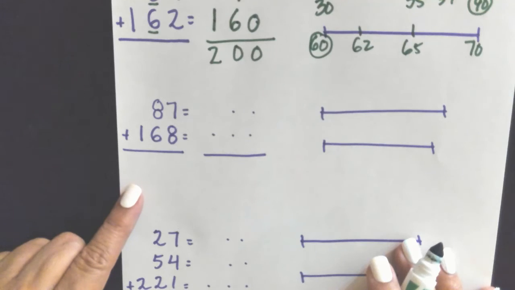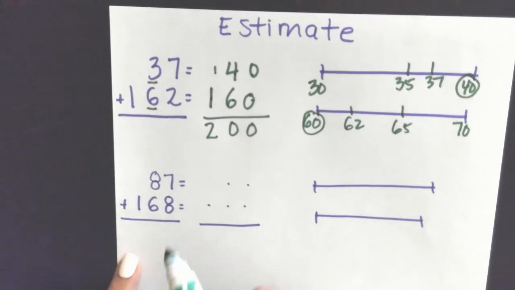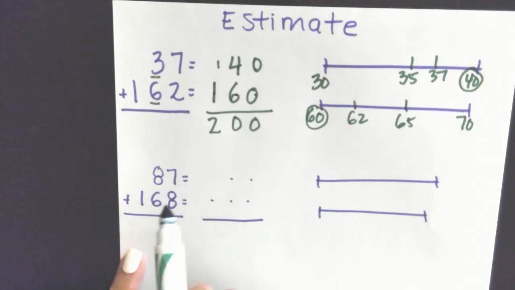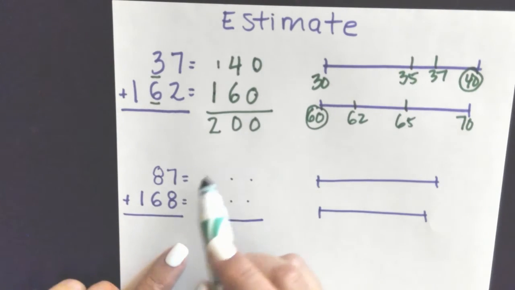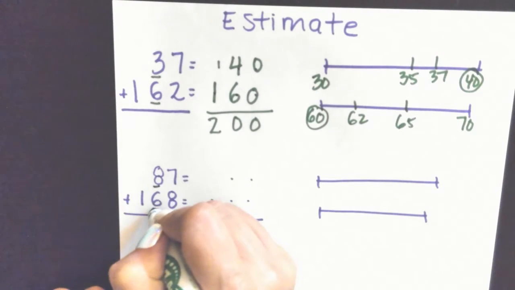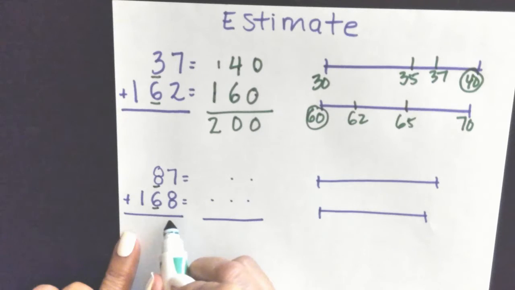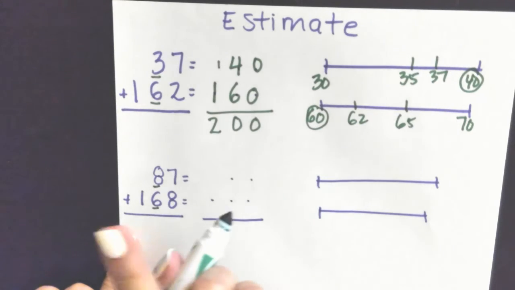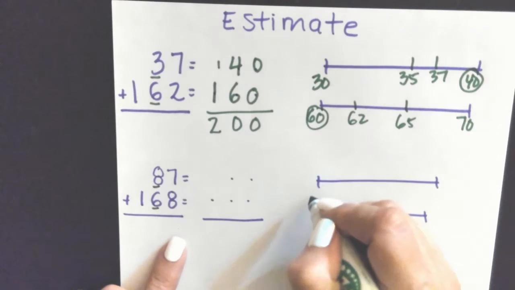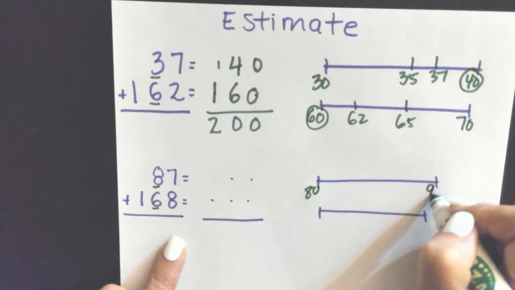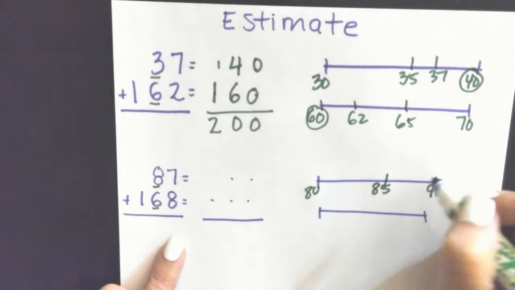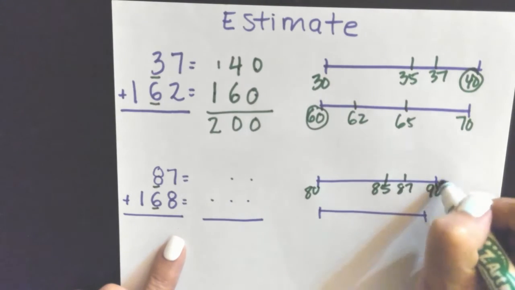87 plus 168. But we're not going to add this exactly because we're estimating. We're going to make our life easier. Watch. We underline the tens place. Are we going to round this to the nearest 100? Nope. So let's focus on the tens place. This is 80, 90. What's in the center? 85. This is 87 right here, and it's closer to 90.